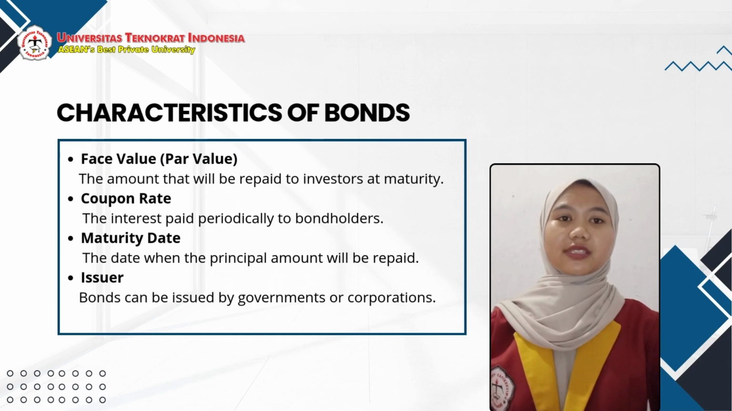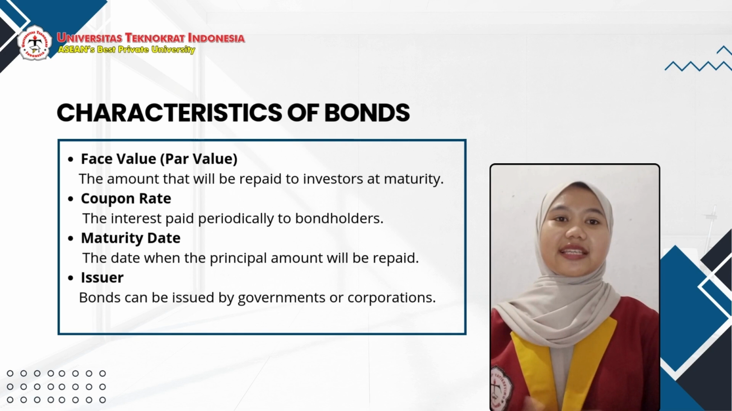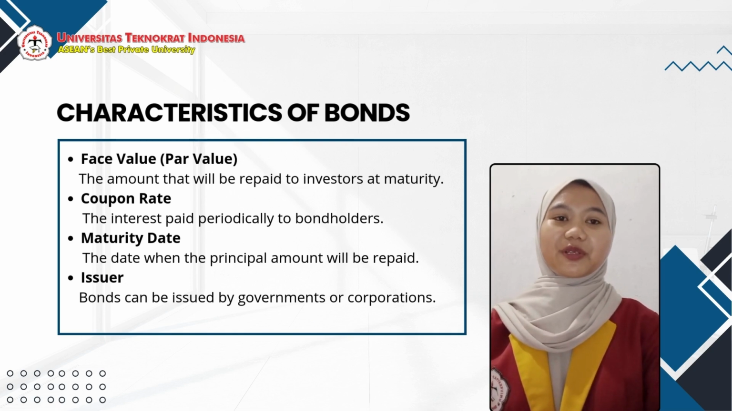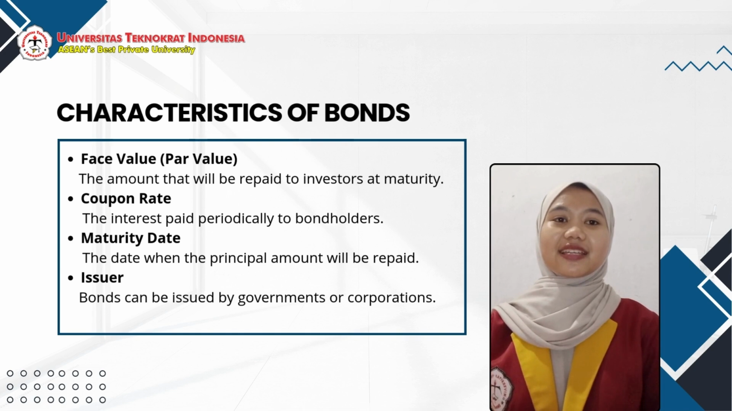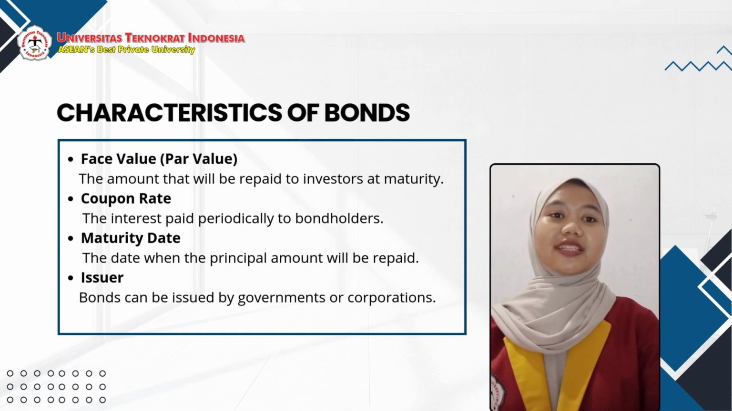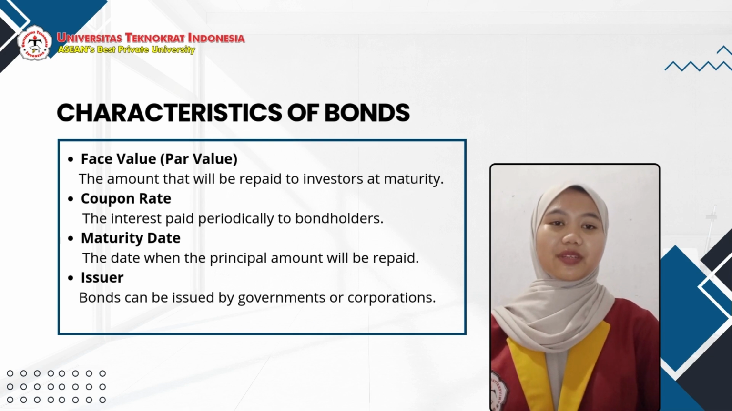Characteristics of bonds. Bonds have several important characteristics. First is the face value or par value. This is the amount of money that will be repaid to the investor when the bond reaches maturity. Second is the coupon rate, which is the interest paid periodically to bondholders. This payment can be made annually or semi-annually depending on the bond agreement.